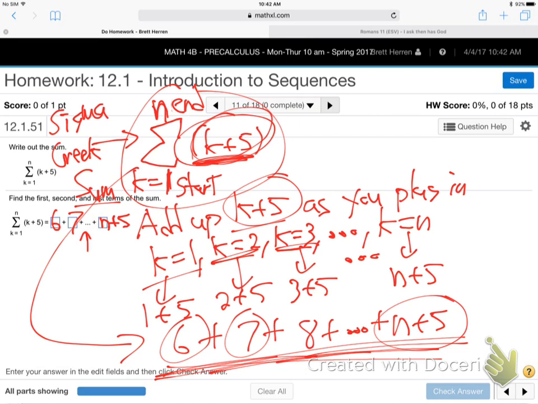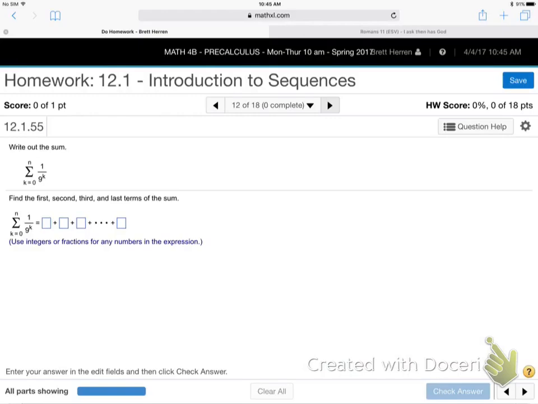Is that okay? All right, the sum from k equals 0 to n of 1 over 9 to the k. See if you can come up with this time they want the first, second, third terms and the last one. So see if you can come up with the first, second, third, and the last.